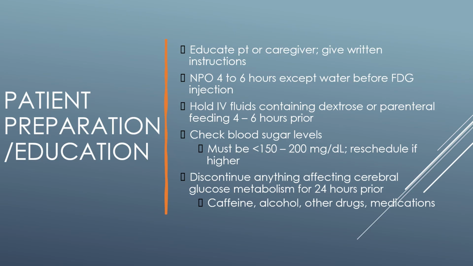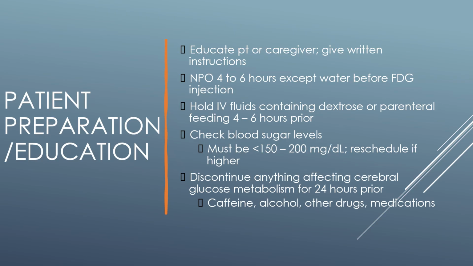Patients should be NPO for at least 4 to 6 hours. They can have water, but nothing else. And then you want to hold any fluids containing dextrose or feeding if they are an inpatient for 4 to 6 hours. They need to be fasting during that time. And then right before injection, you want to check their blood sugar. If it's over 200, you will need to reschedule.